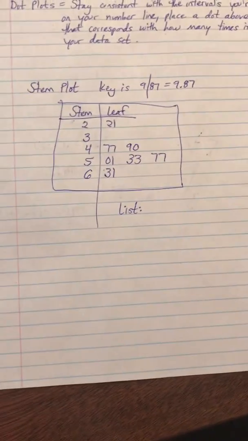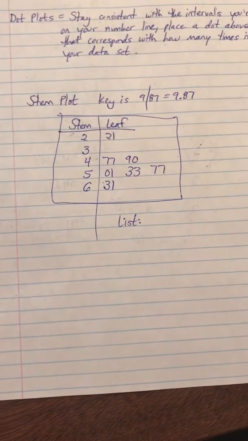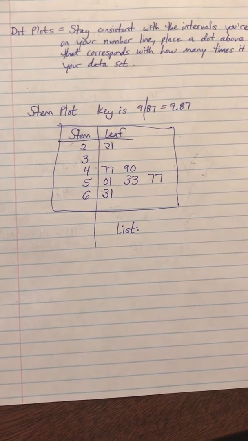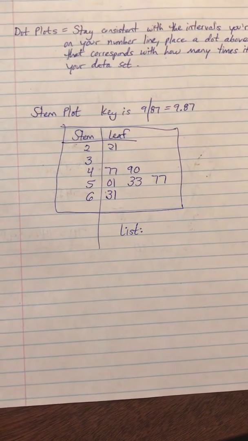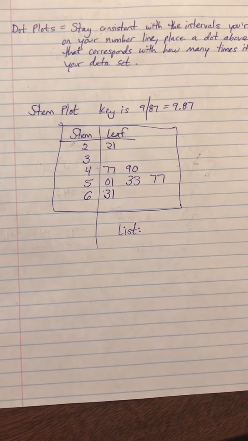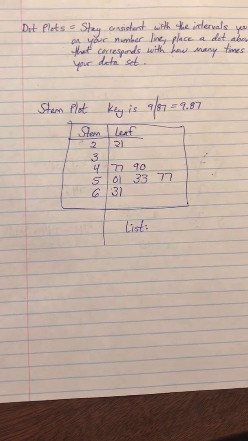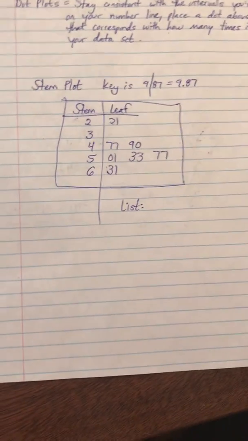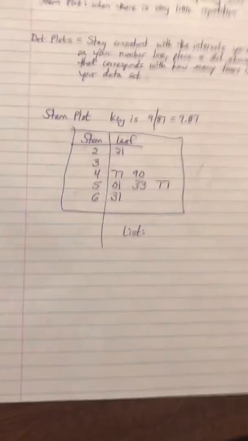Now with stem plots, they'll give you a key to let you know exactly how the numbers are being represented in the stem and leaf plot. For example, there was one here that I went ahead and copied down where the key was 9 | 87 meant 9.87. And you wouldn't know that unless they told you that, but they always will tell you that.